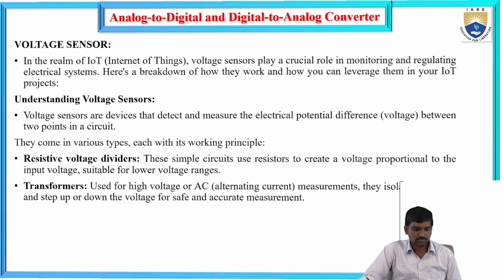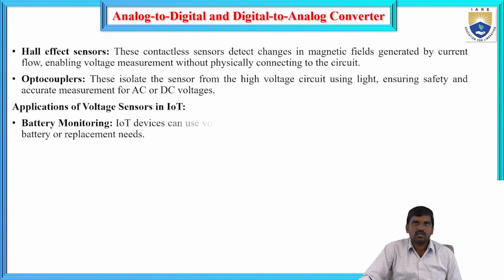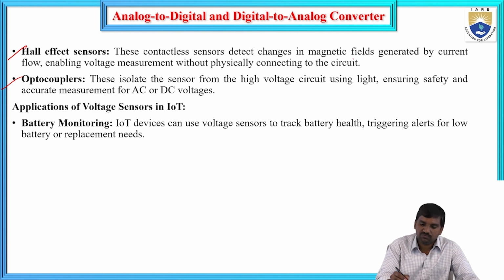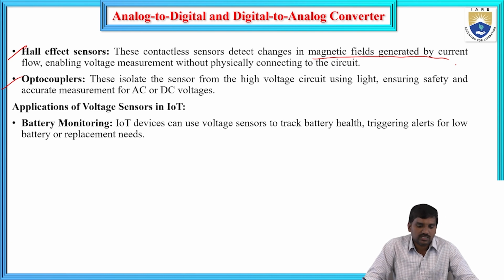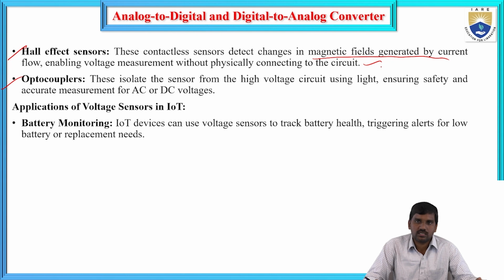These are some facts here: resistive and transformer sensors. Next one, Hall effect sensors and optocouplers. Hall effect sensors are contactless sensors that detect changes in the magnetic field generated by current flow, enabling voltage measurement without physically connecting to the circuit. The aim is a wireless connection.